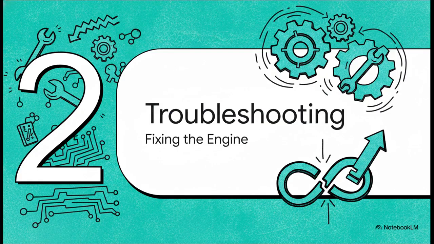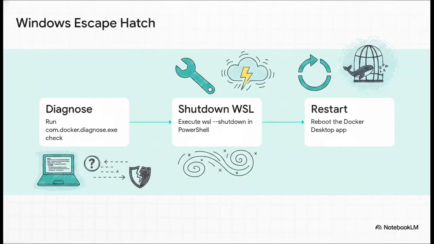Moving on to part 2, troubleshooting the Docker engine. So if you're stuck on that loading screen on Windows right now and you need an immediate fix to get back to work today, here is your escape hatch. First, open PowerShell as an admin. Go to your Docker resources folder and run the com.docker.diagnosis.exe check command.